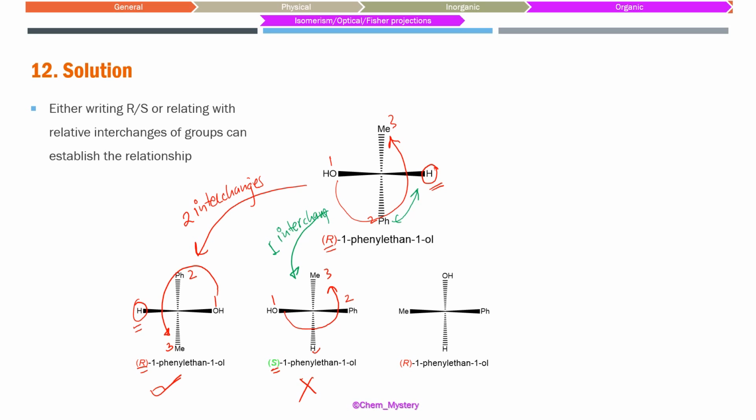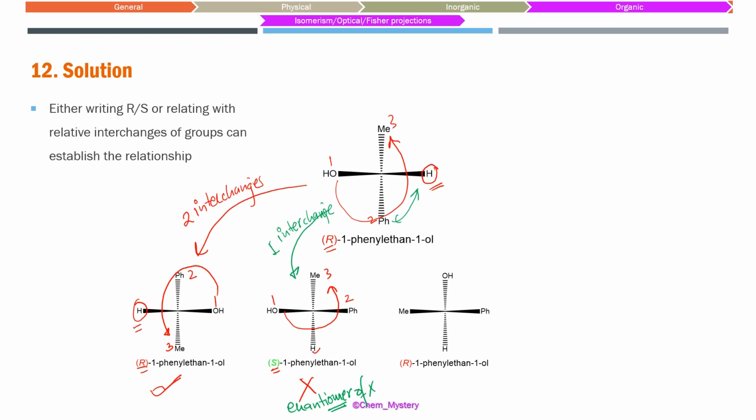Okay, this was compound number C. Next, in compound number C, we can see hydrogen is already away from the observer. So priority number 1, priority number 2, priority number 3 is directly moving in a clockwise direction. That's going to be R. That's going to be the correct option.